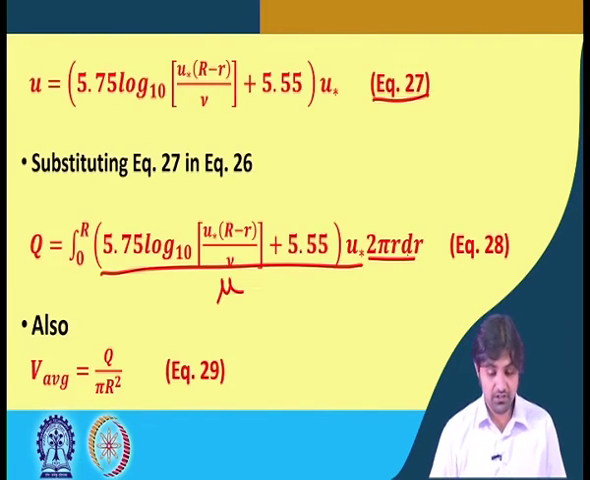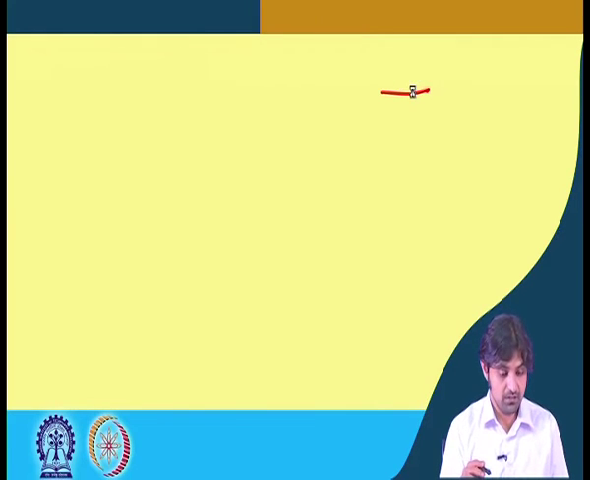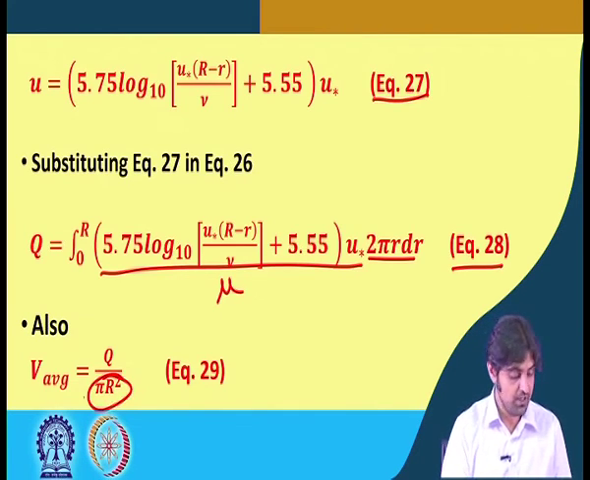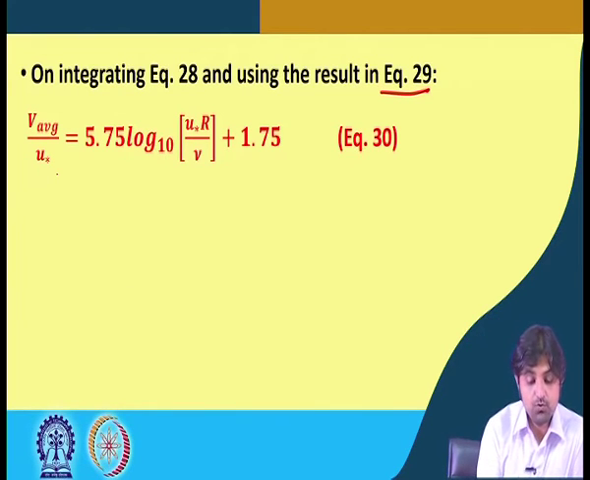If we integrate this equation number 28 and use the results in equation 29, that is dividing by pi r square, for obtaining V average, we can get V average by u star is 5.75 log to the base 10 u star r by nu plus 1.75.